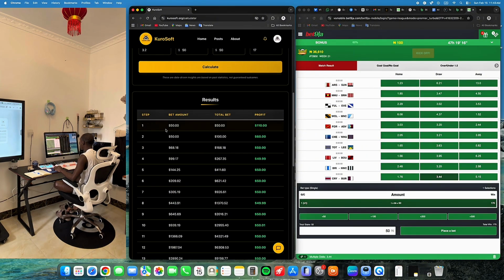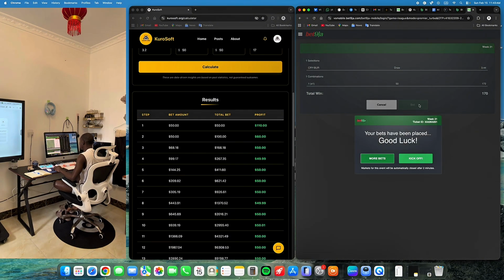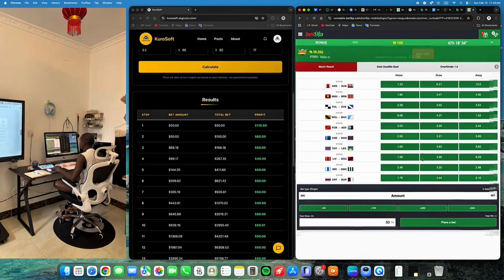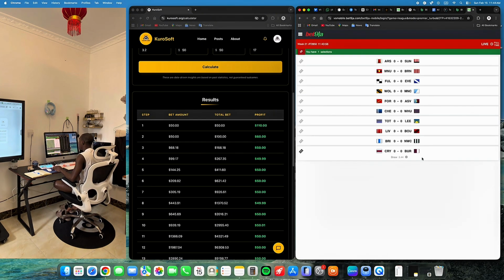So let's go with this so that I will show you what it's like. Now we have a total of 36,610 naira in our account. So let's start. We are starting with the first bet. In this case now, we are going to be picking only Burnley without going back to the league table or considering the odds again. Now we are just focusing on Burnley only. Okay.